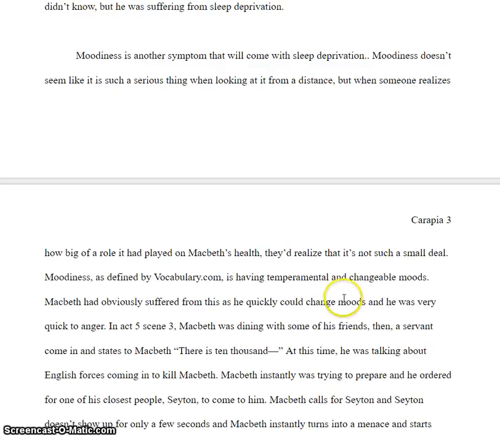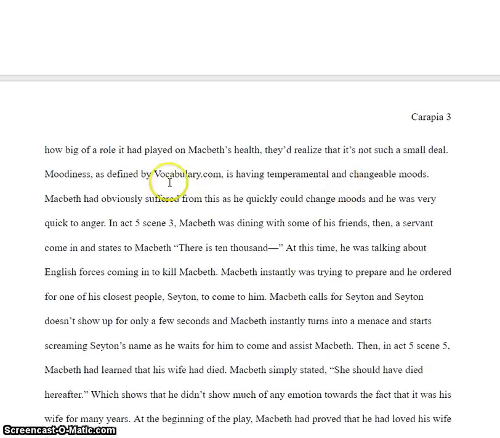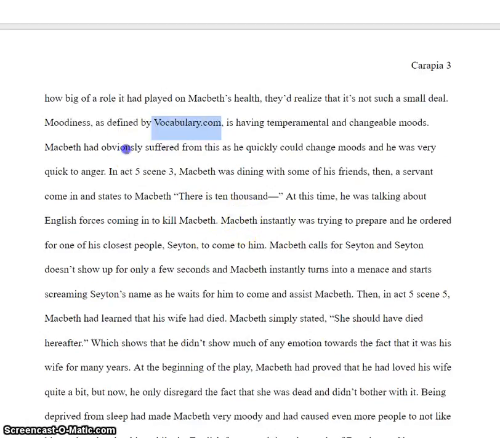All right, so now we're going to talk about moodiness. And again, silly mistakes, Javier, that we need to work on. Double periods here that obviously shouldn't be there. Again, why are we using vocabulary.com as our outside source? It just doesn't make any sense to me. He obviously, don't use obviously, suffered from this as he quickly could change moods. Don't use very.